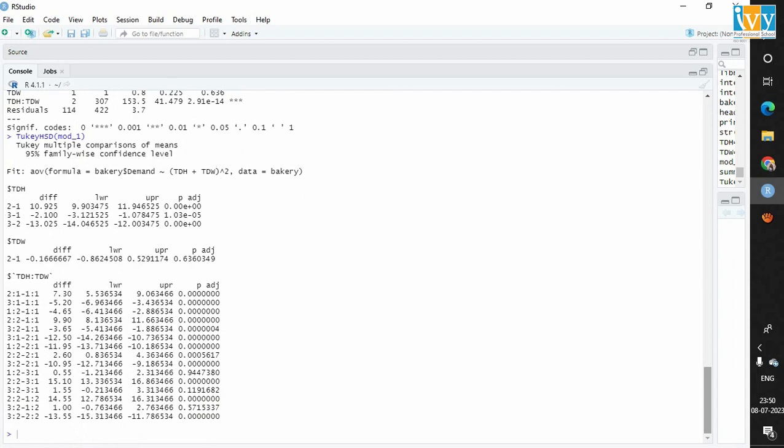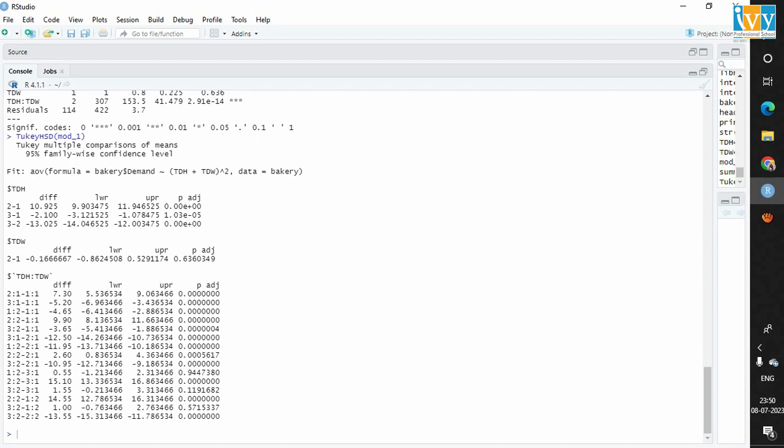Running Tukey's HSD test allows us to compare the means of different levels and identify which pairs are significantly different from one another. The results of the Tukey's HSD test indicate that there are significant differences between all three pairs of display height. So for all the combinations, 2 by 1, 3 by 1 and 3 by 2, the p-values are quite small, so they're all significant.